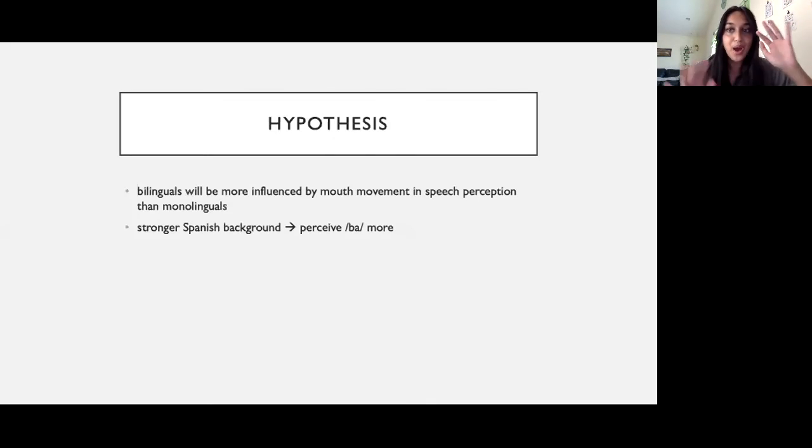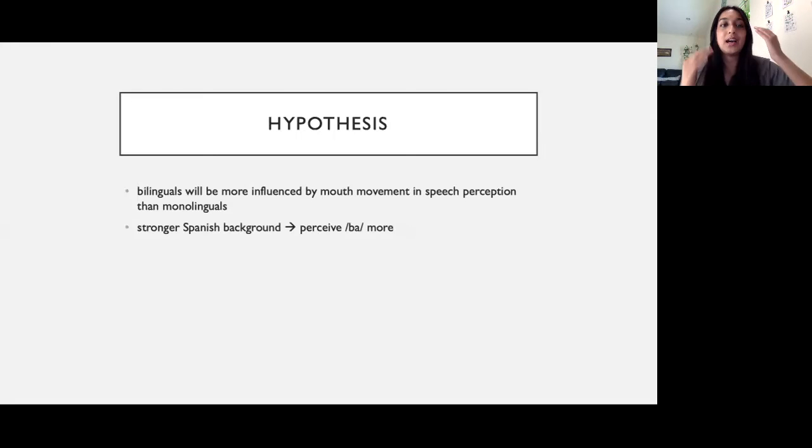So quickly, some hypotheses, very brief and broad. First being that Spanish English bilinguals will be more influenced by visual mouth movements in speech perception than monolinguals when given a task to state what they perceive. Since they're looking at the mouth movements more, they are going to be more swayed by what the mouth is producing in terms of their perception compared to monolinguals, who may refer more to the auditory cue only.